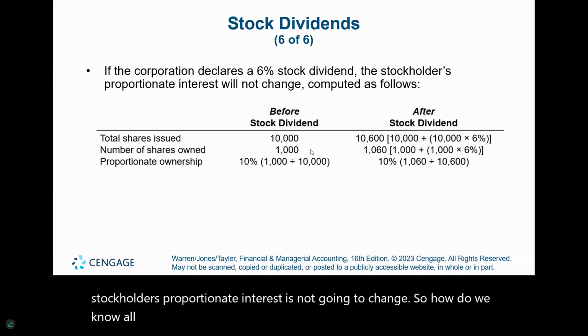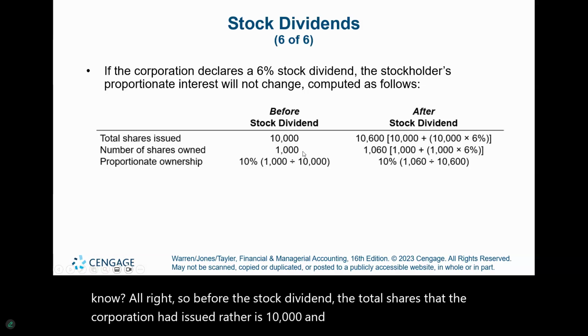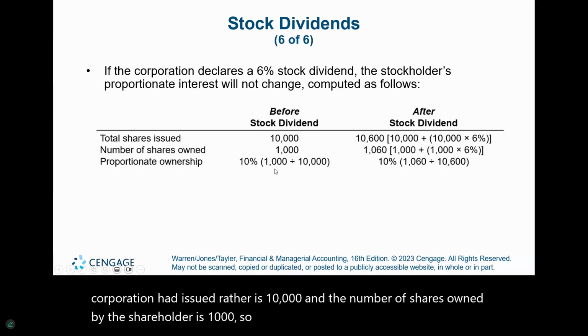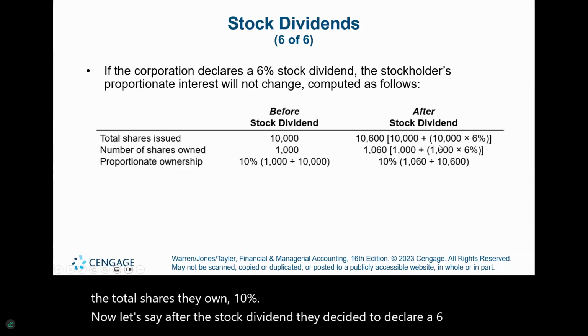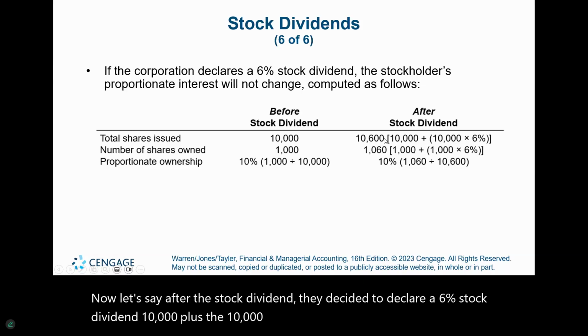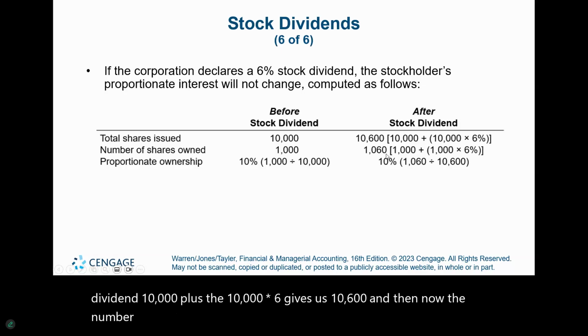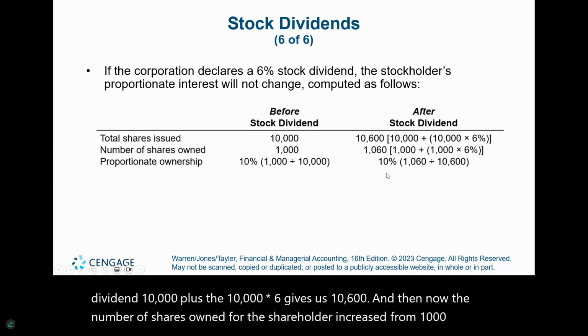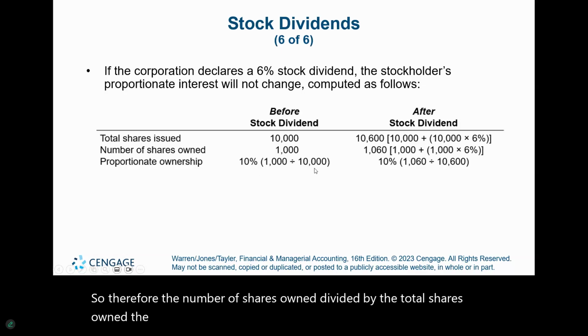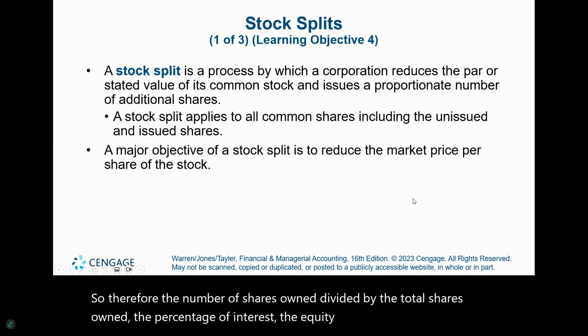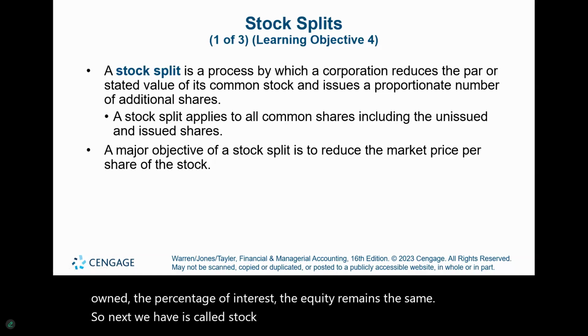All right. So before the stock dividend, the total shares that the corporation had issued is 10,000, and the number of shares owned by the shareholder is 1,000. So 1,000, which represents their specific amount of ownership of the shares, divided by the total shares, they own 10%. Now, let's say after the stock dividend, they decided to declare a 6% stock dividend. 10,000 plus 10,000 multiplied by 6% gives us 10,600. And then now the number of shares owned by the shareholder increased from 1,000 to 1,060. So therefore, the number of shares owned divided by the total shares, the percentage of interest, the equity, remains the same. So next we have what's called stock splits. So kind of similar.